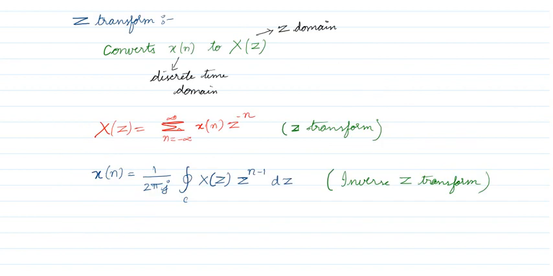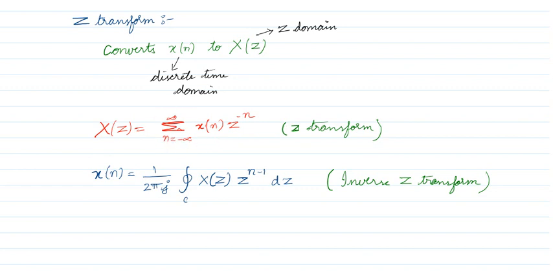So this is the definition of Z transform. Z transform converts x of n, that's your discrete time domain signal, to capital X of Z. This is your Z domain signal, right? So if I have a signal in the discrete time domain x of n, I can convert it to Z domain capital X of Z by using this relation: summation n equal to minus infinity to plus infinity x of n Z power minus n. It's an infinite series because n is from minus infinity to plus infinity.